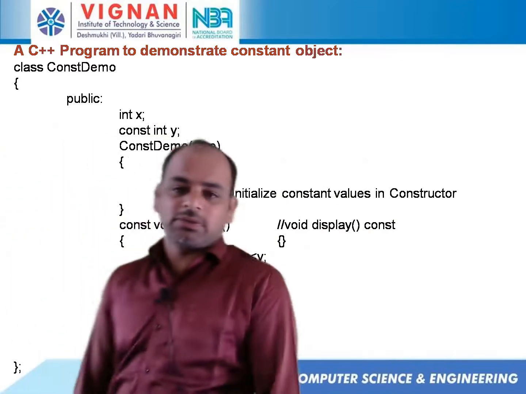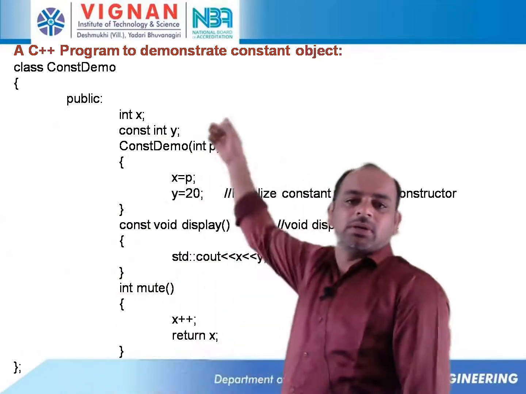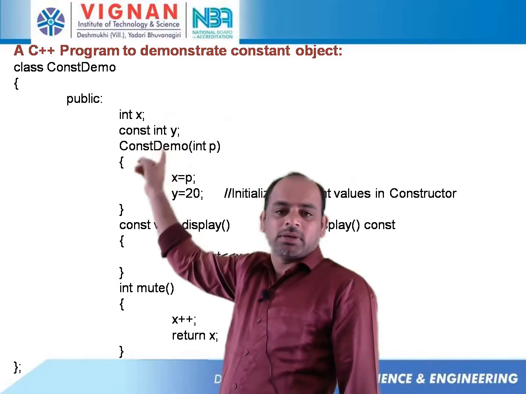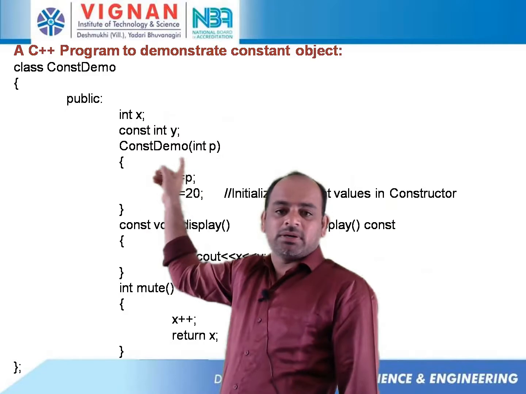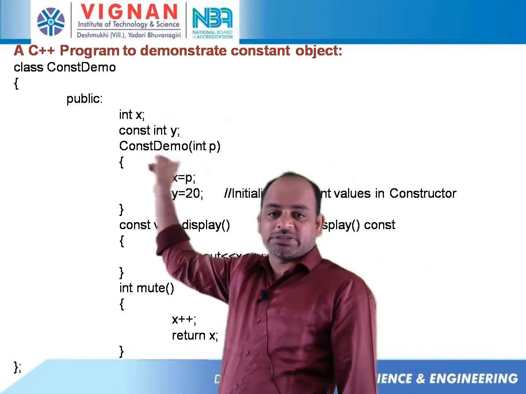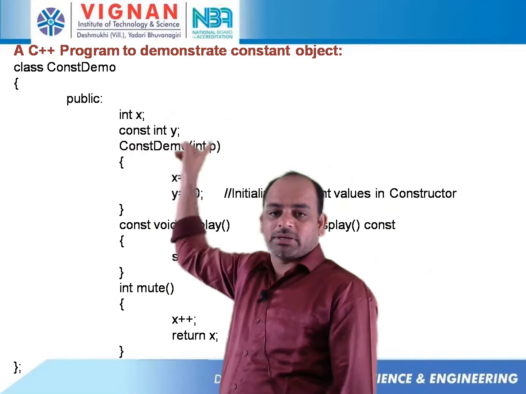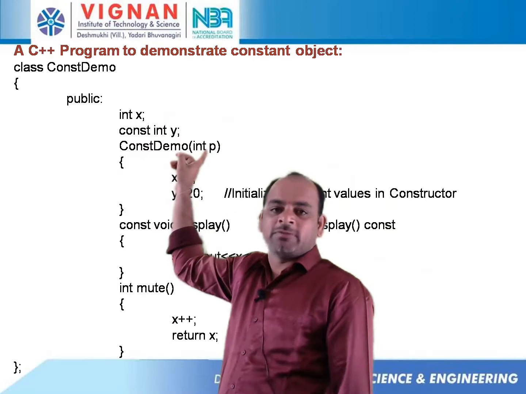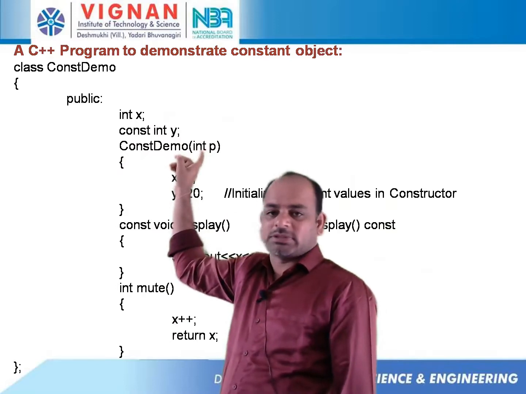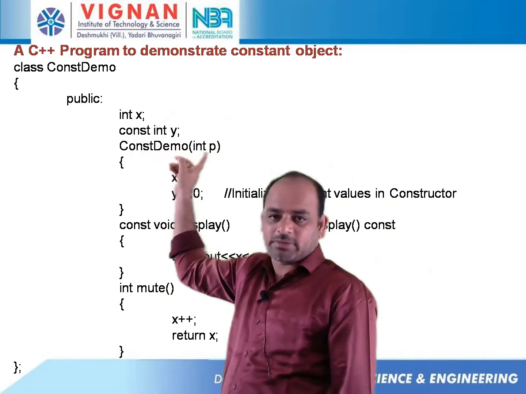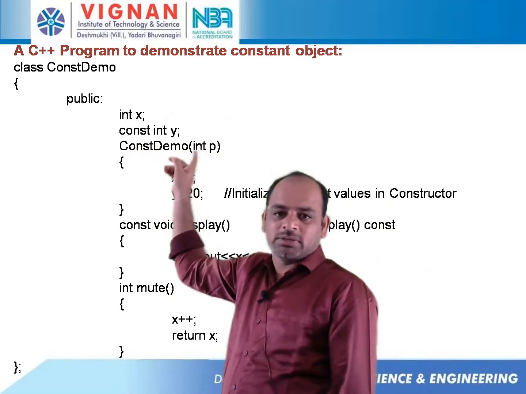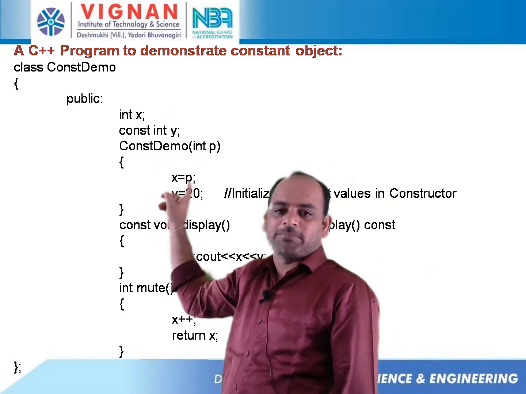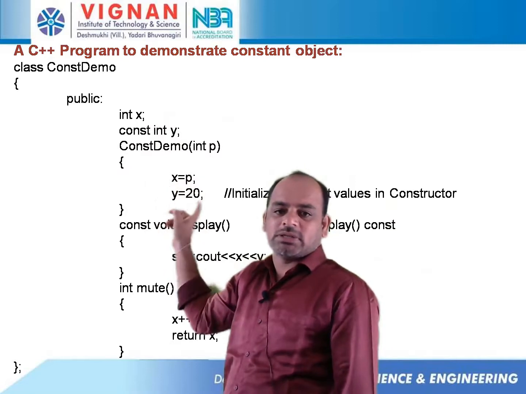And constant objects: you can also declare an object as constant. Now, class ConstantDemo, and here again constant member y, and this is a constructor. We can call it a parameterized constructor, because it has one parameter, p. Previously we used default constructors. We will discuss the various types of constructors later, but for your knowledge I am telling you here. We pass one parameter to the constructor, and we initialize x with p, and y is initialized with 20.